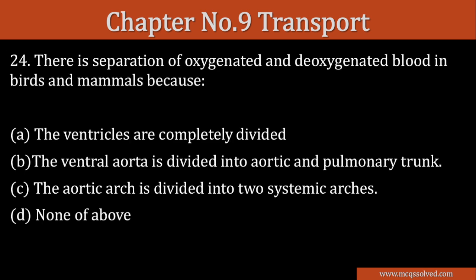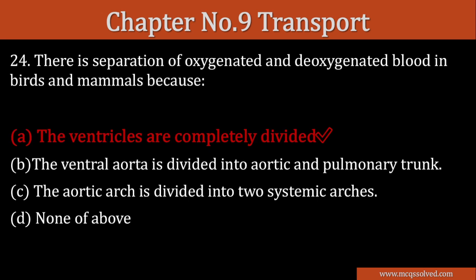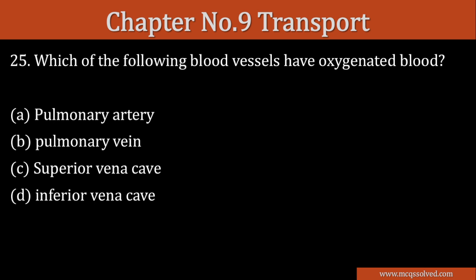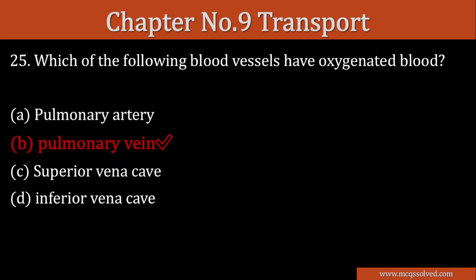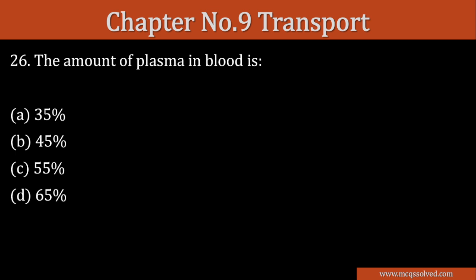There is a separation of oxygenated and deoxygenated blood in birds and mammals because the ventricles are completely divided. Which of the following blood vessels has oxygenated blood? The right option is pulmonary vein. The amount of plasma in blood, the right option is 55%.